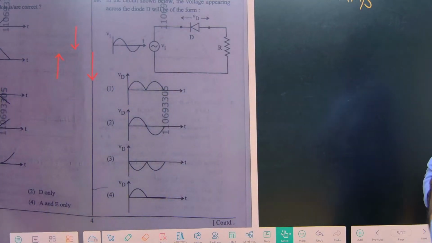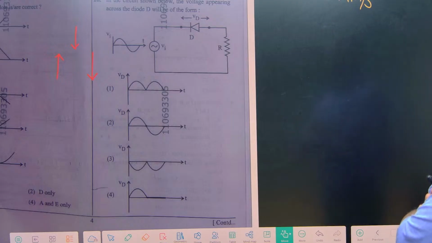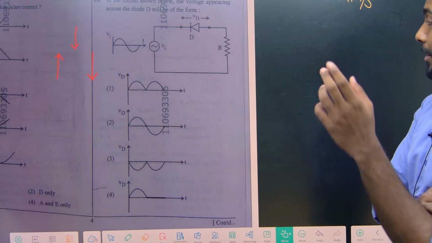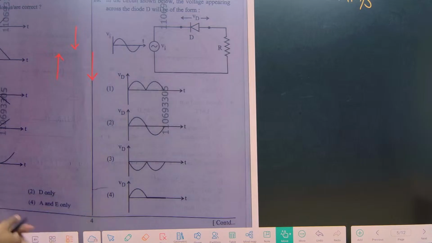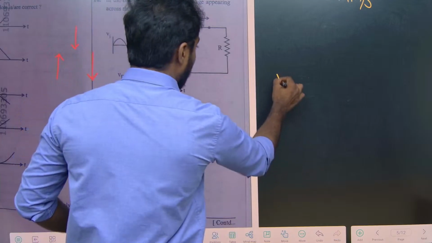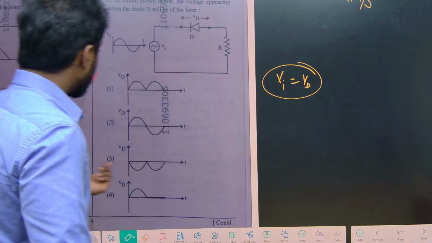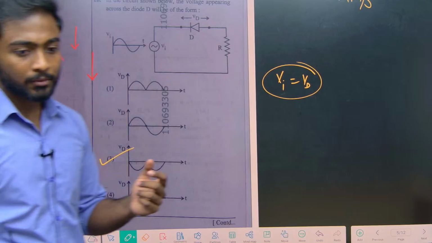Which option should I go with now? Yes, as you said, it is correct. When reverse biased, it acts as a wire, so everything will be the same, like Vi will be equal to Vd. Correct? Then everything is the same, so option 3 will be my answer. Correct?